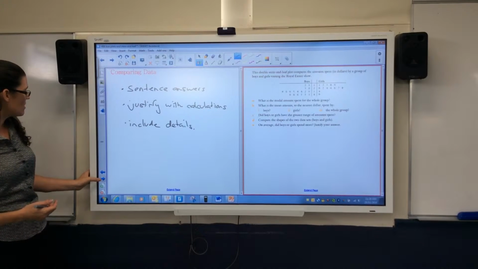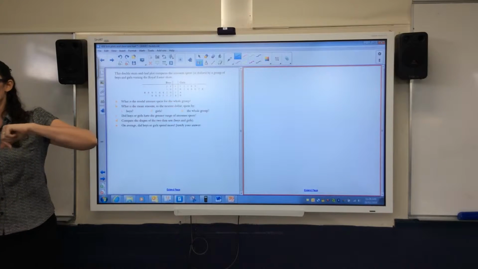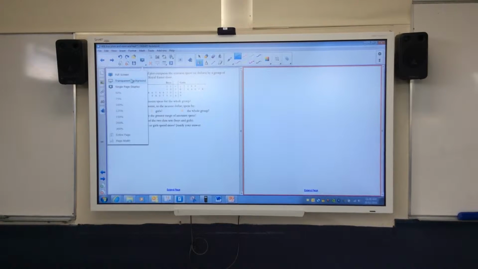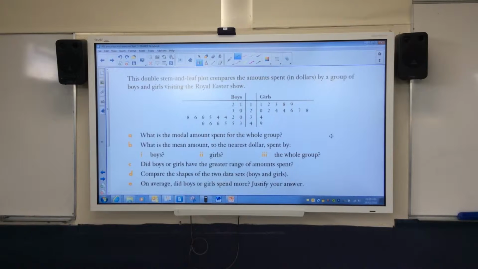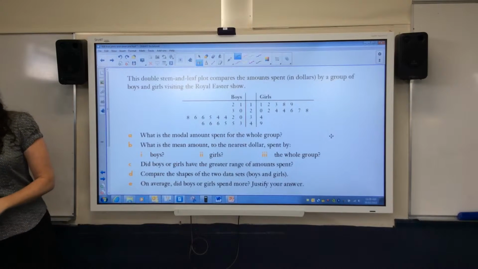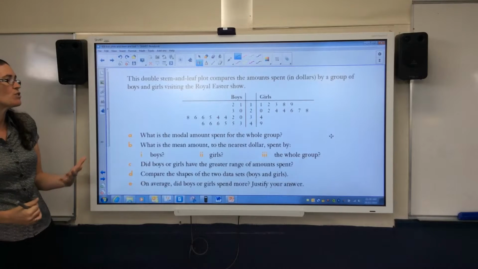So if we looked at this little example here, we've got a back-to-back stem and leaf plot. This is not new, we've done back-to-back stem and leaf plots before. It asks a couple of basic questions. I know you can't really see it, let me make it bigger. Can we see that now? So we're looking at these details here. The first thing it says is, what is the modal amount spent? That's not a sentence answer, that's really easy. That's the most common score.